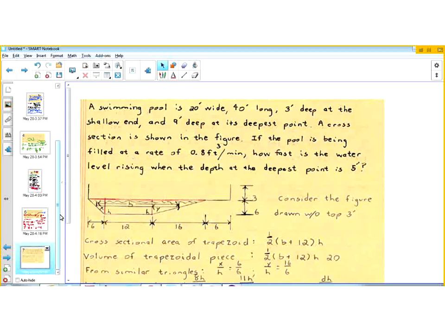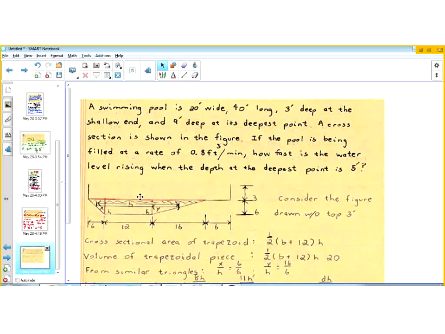So here we have a swimming pool that's 20 feet wide, 40 feet long, 3 feet deep at the shallow end, and 9 feet deep at the deepest end. And here's the cross section. So it's 20 feet long, 20 feet wide, and this is the cross section, extracted from the figure.